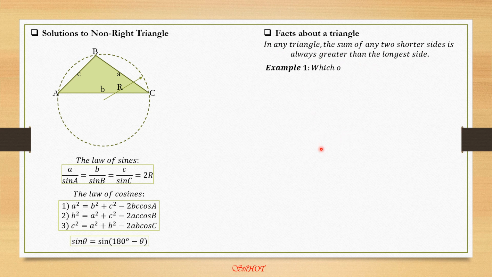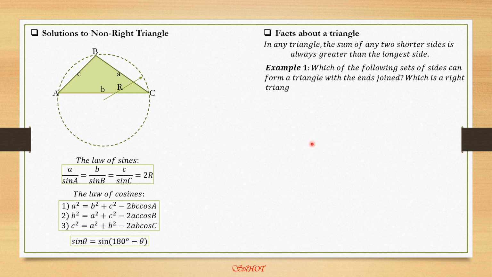So for example, which of the following sets of sides can form a triangle with the ends joined? And which is a right triangle? For these sides to be sides of a triangle, let's apply the definition there, that the sum of any two shorter sides must be greater than the longest side. And a right triangle is a triangle that satisfies the Pythagorean theorem.